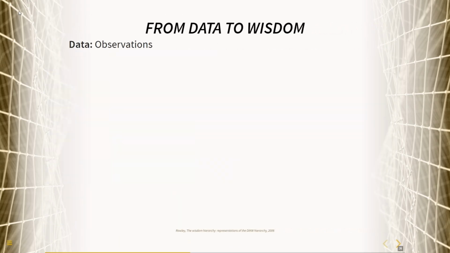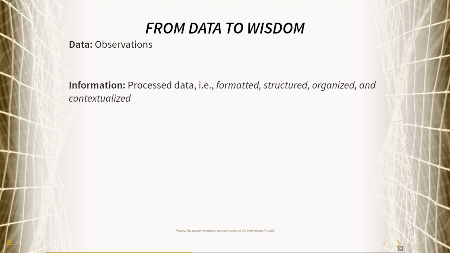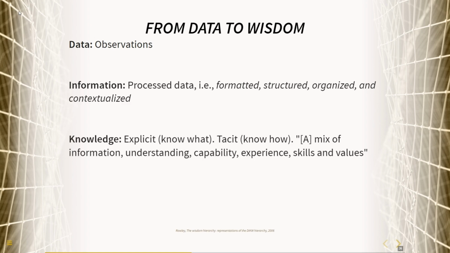So let's now start to stack a couple of these pieces. If we all agree that data are observations, information can be defined as processed data, right? That's data that we've formatted, structured, organized, and contextualized in some fashion. Knowledge is then a mix of these things, right? It's a mix of information, of understanding, capability, experiences, and even skills and values.